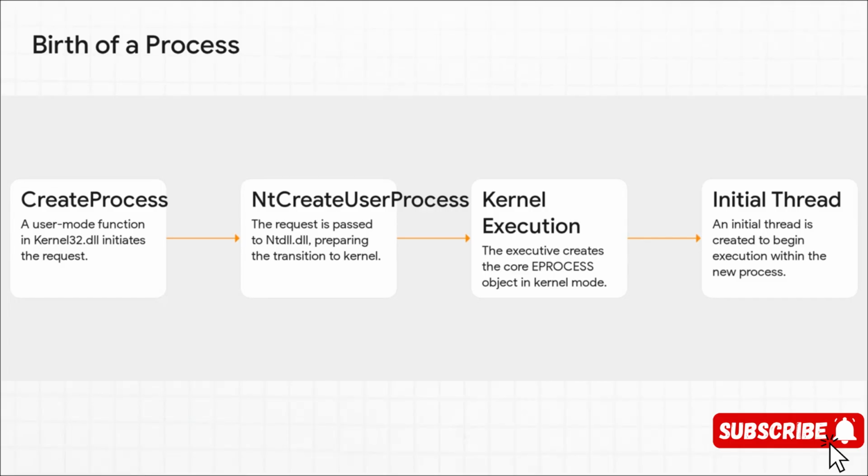So you see, creating a process isn't just one thing. It's this really elegant dance between user mode and kernel mode. It kicks off with a simple request up in user mode, which then makes that system call we just talked about. The kernel takes over, builds the foundational process object, and then it creates the first thread, which is what will actually start running the program's code.